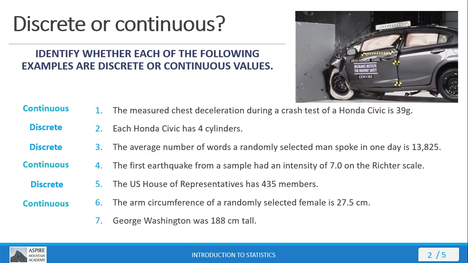Here's the next example. George Washington was 188 centimeters tall. I'll give you a few seconds. Again, this is an example of continuous data. Just like the previous example, any type of length measurement is going to be continuous data.